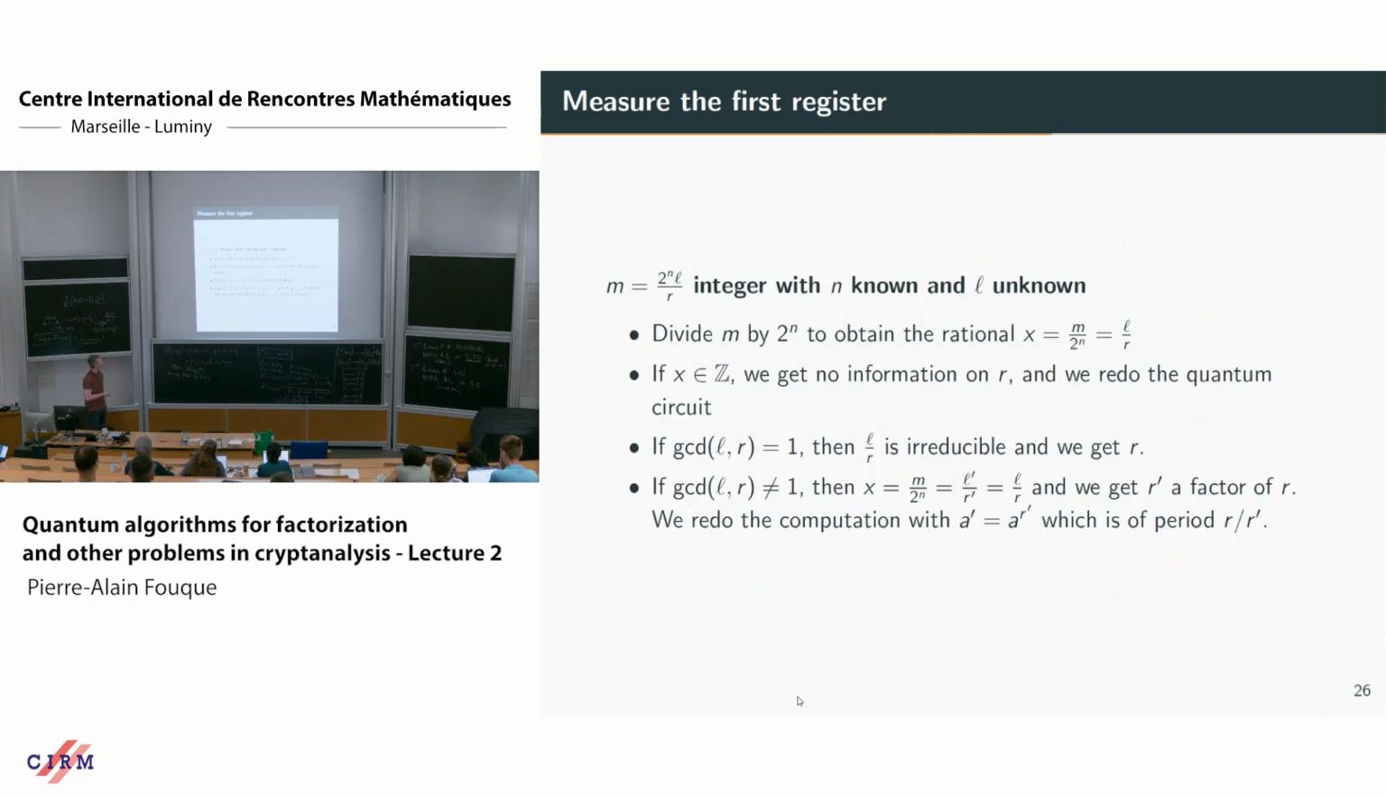And in the second case, the two elements are not coprime, but I can still recover this fraction, and from it I will recover r prime, which is a factor of r. Once I have a factor of r, I can reduce the algorithm with just this element to recover the remainder of the period. So, do you understand how it works?